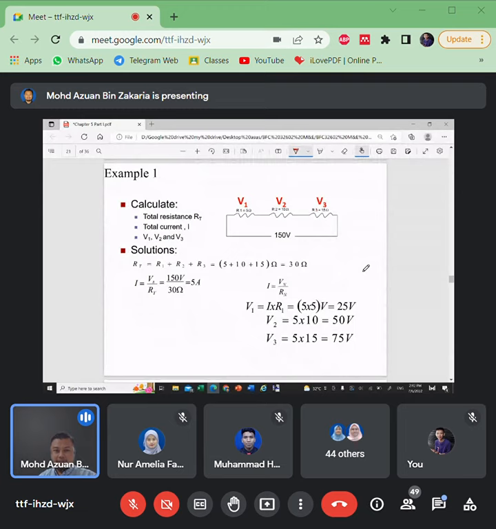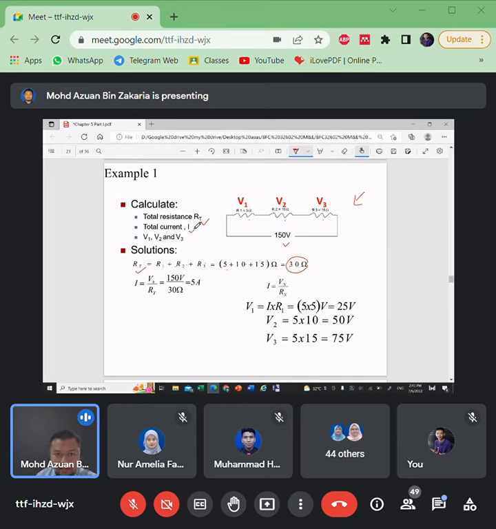All right, example, we try to calculate total resistance. Given this circuit, we have a main supply of 150 volt. Resistance 1 is 5 ohm, resistance 2 is 10 ohm, and resistance 3 is 15 ohm. So the solution is very simple. Our total is we sum up all. So 5 plus 10 plus 15, we obtain our total of 30 ohm.